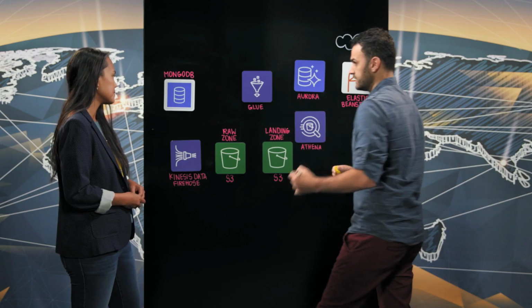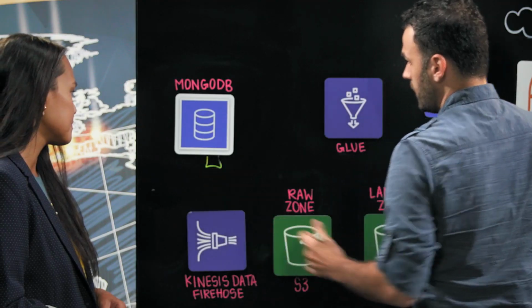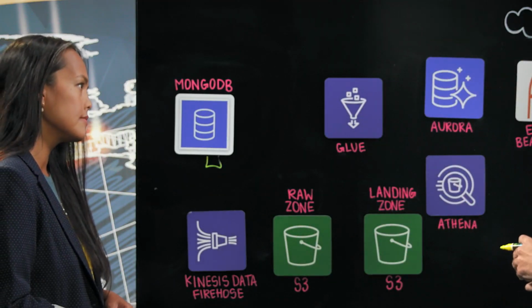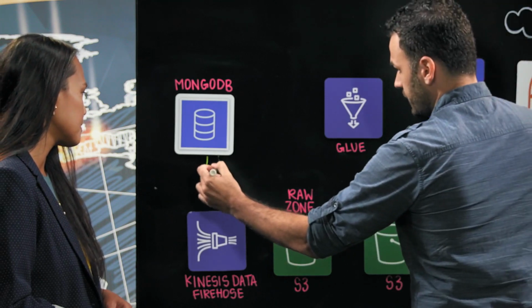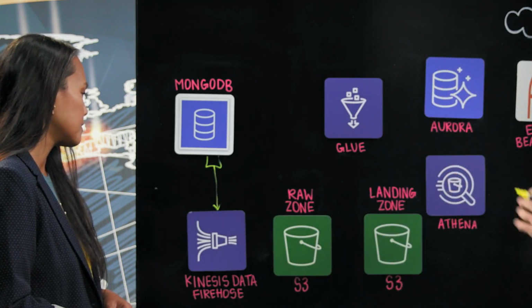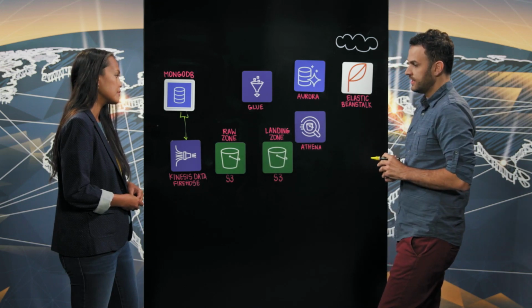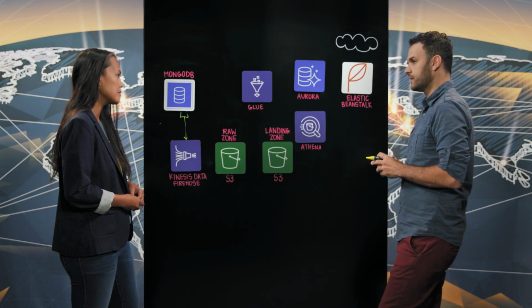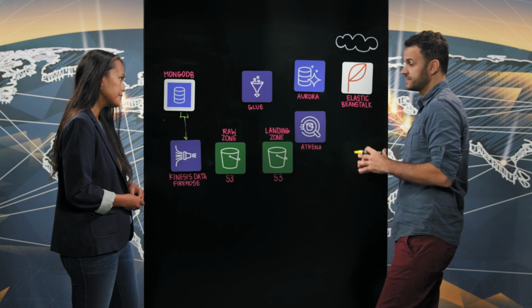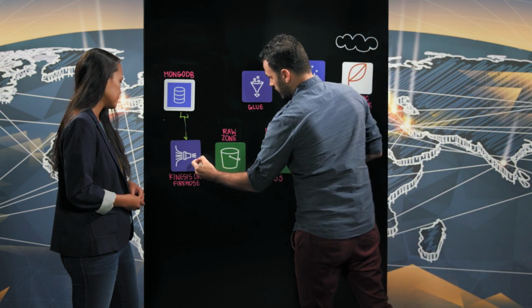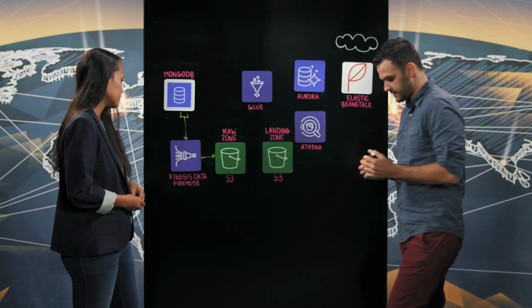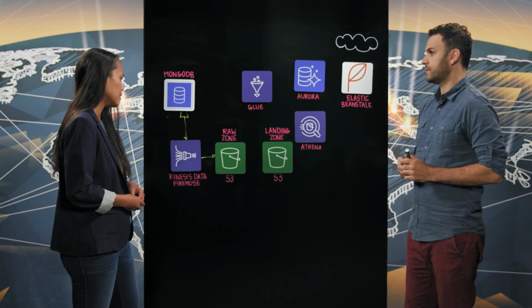So what we do first is enable Mongo change streams in our Mongo database. And in conjunction with Elastic Beanstalk and Apache Camel, we are able to drop that data as it's changing into a Firehose. The Firehose buffers the data and saves it all in an S3 bucket that we call the raw zone of our data lake.